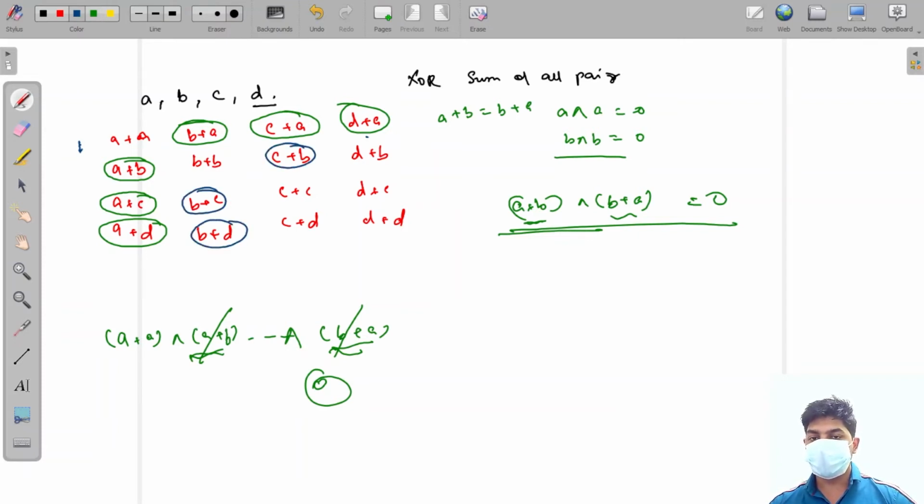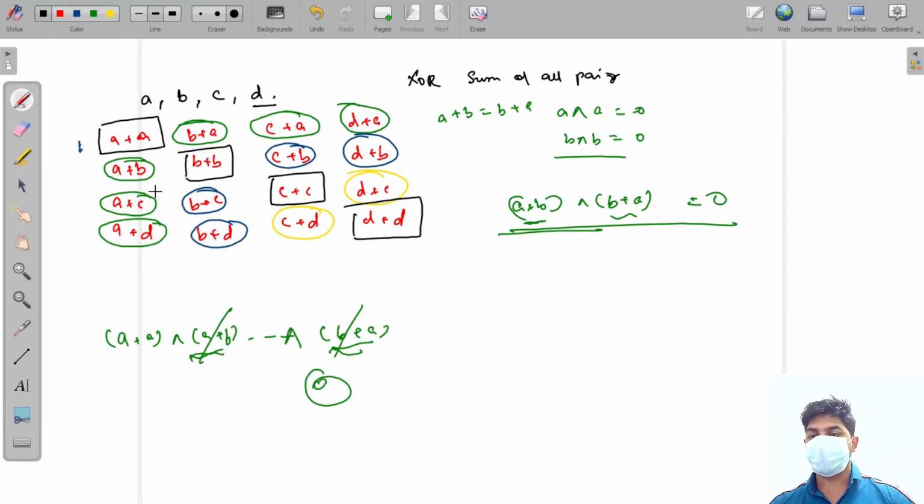B plus D and D plus B is there. Okay, now let's see more. C plus D and D plus C is also there. Okay, so finally if we look clearly, we are left with only four pairs: A plus A, B plus B, C plus C and D plus D.